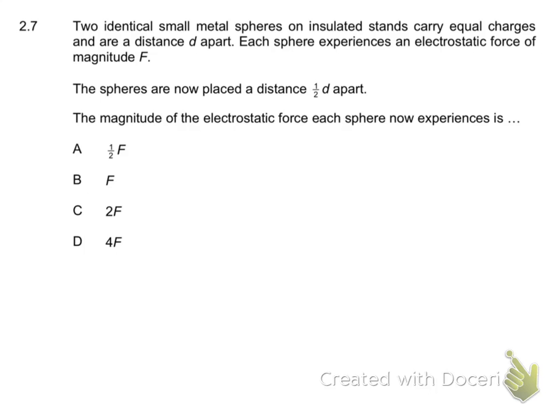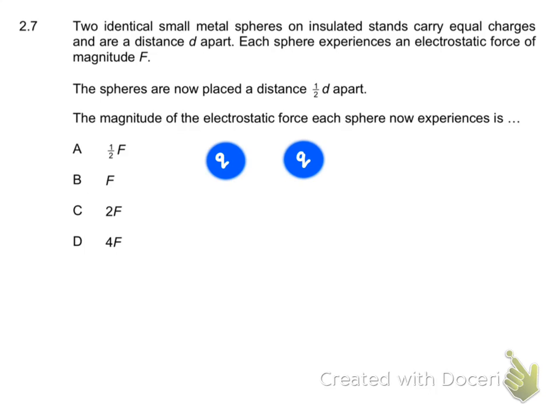Two identical small metal spheres on insulated stands carry equal charges and are a distance d apart. Each sphere experiences an electrostatic force of magnitude F. They are now placed a distance of a half d apart. And the question then asks you what's the new electrostatic force. So all that's happened, we've kept the same charges, we've just brought them closer. And in fact, we've halved the distance between them.